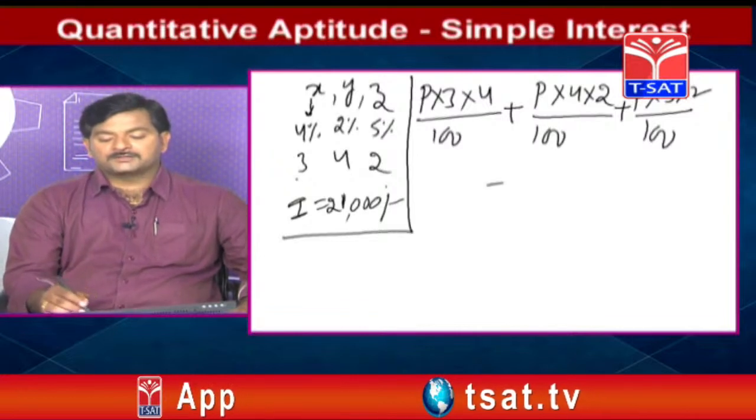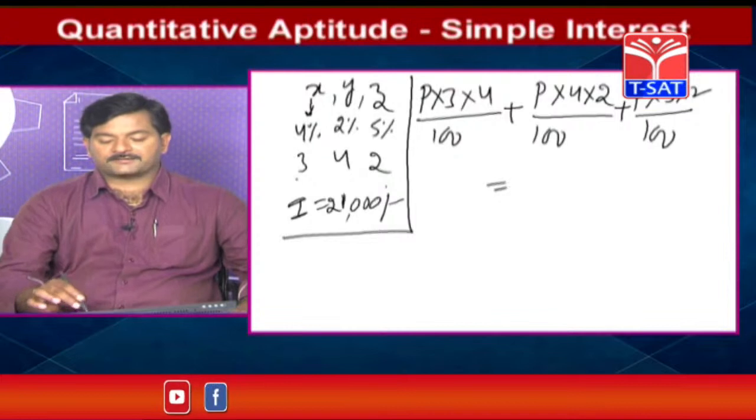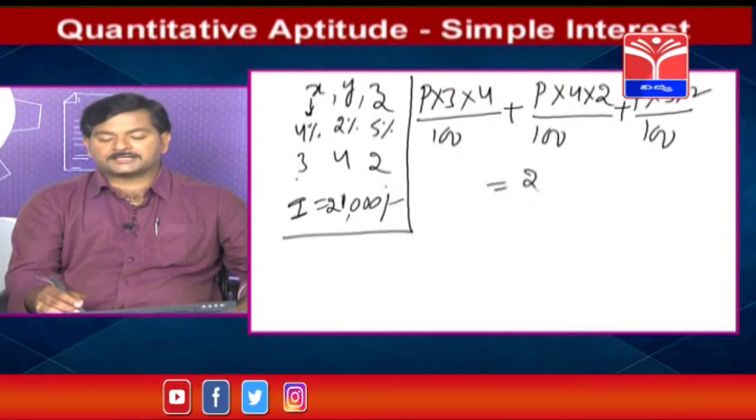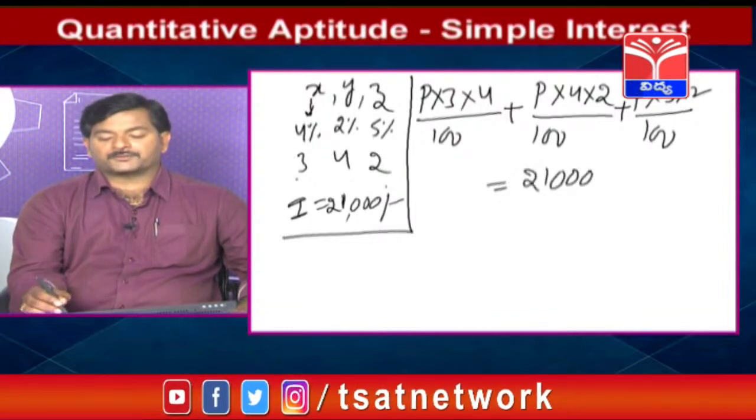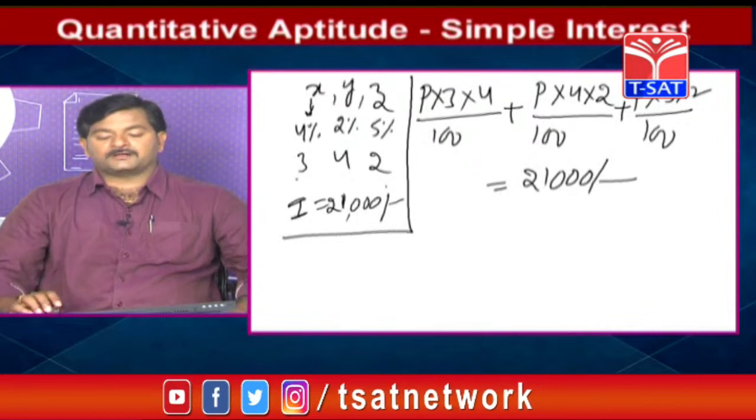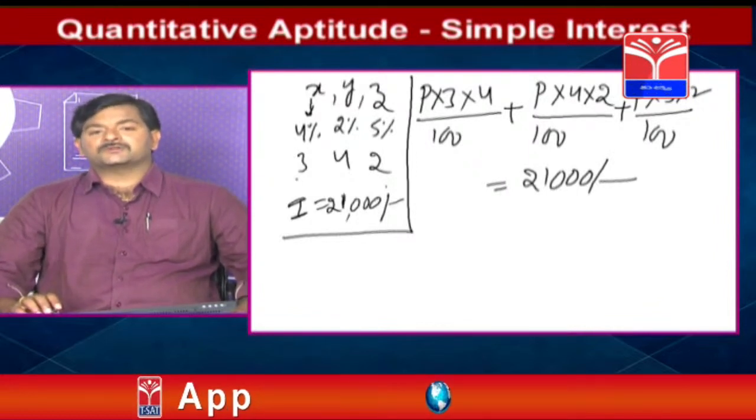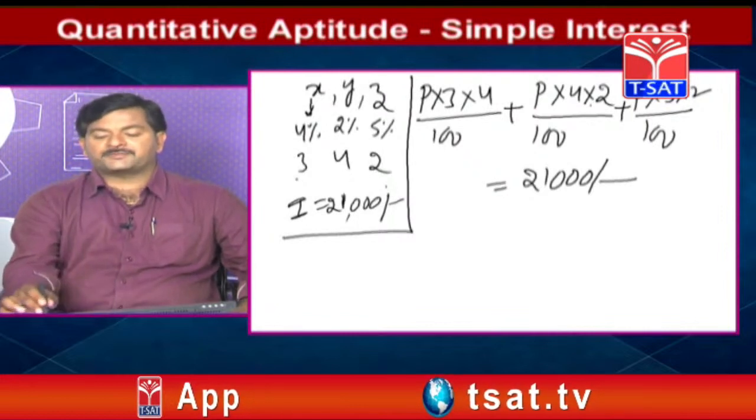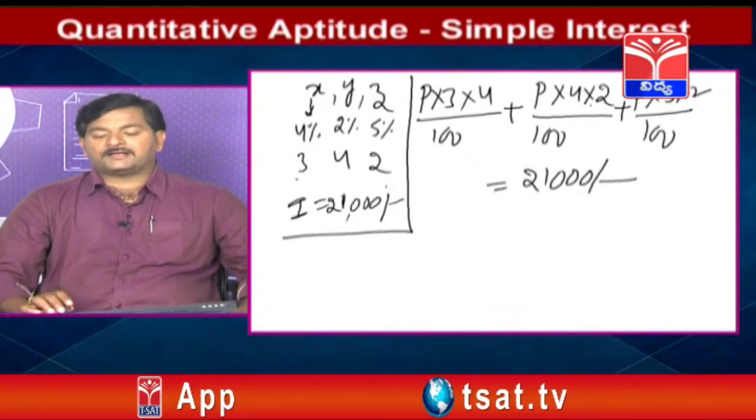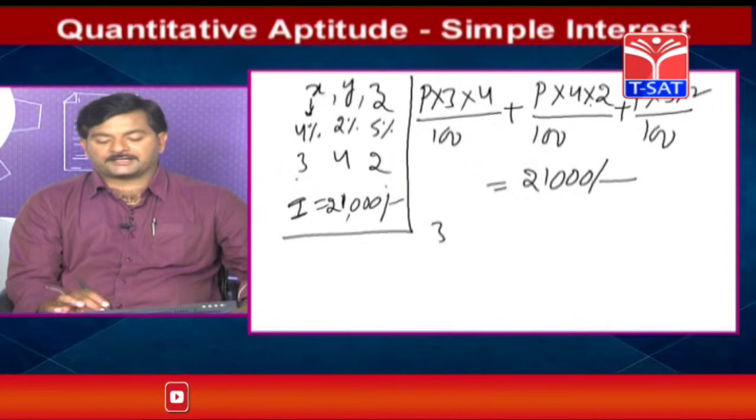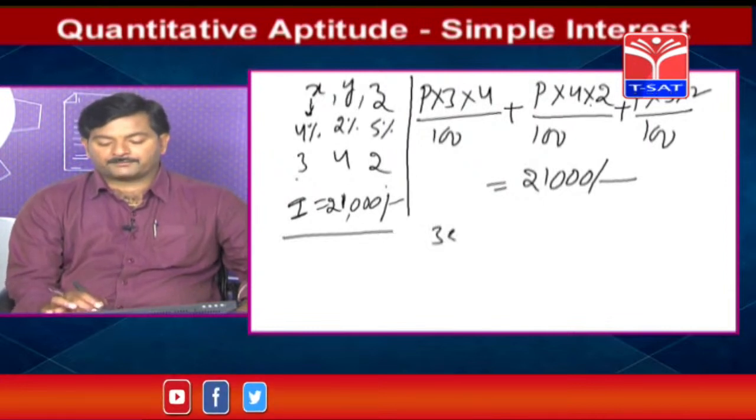Together, the total interest received is 21,000 rupees, right. The total interest is 21,000 rupees. So solving this, 12p, 8p, 10p. So 12, 8, 20, 30p, it's clear. So 30p, clear.